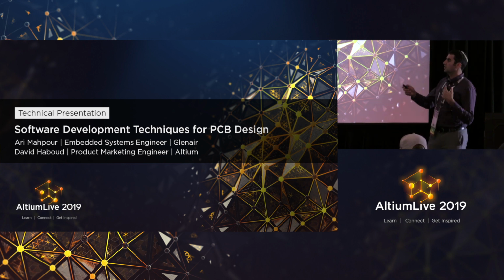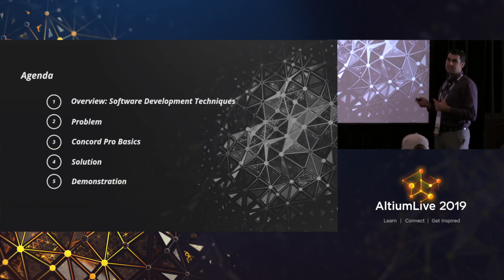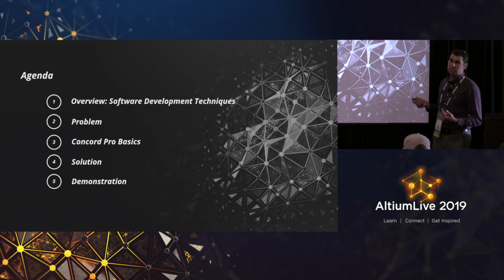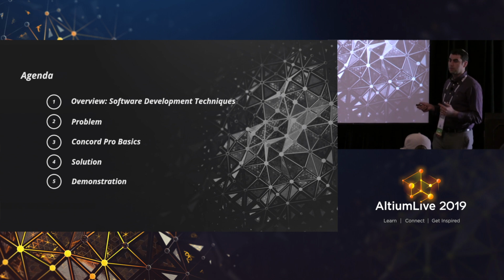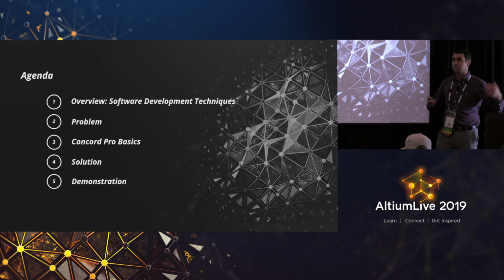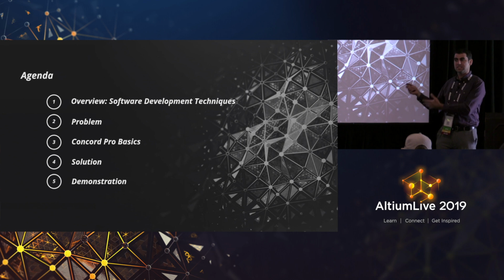So we're going to talk a little bit about the overview of what software development techniques are, what the different types of techniques that people use in software, the different types of systems, the workflows, things like that, and what were the problems they were trying to solve as software engineers, and how they solved it with the systems that they used. And then we're going to discuss some of the problems that I personally face in my current company and previous companies, the problems that we had on the hardware design side.